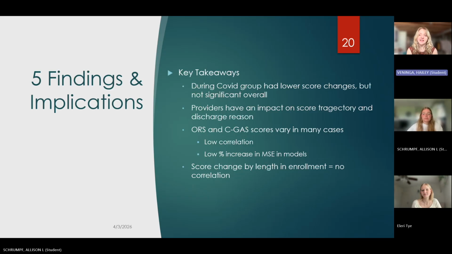Okay, so overall findings and implications, some key takeaways from everything we talked about today. So during COVID, the group had lower score changes, but not significant overall, but it is a difference that we wanted to look at. And then providers have an impact on score trajectory and discharge reason more than any other things that we started looking at. And ORS and CGAS scores vary in many cases. There is low correlation between the two scores in general, and then there is a low percentage increase in mean squared error in models from these two scores.